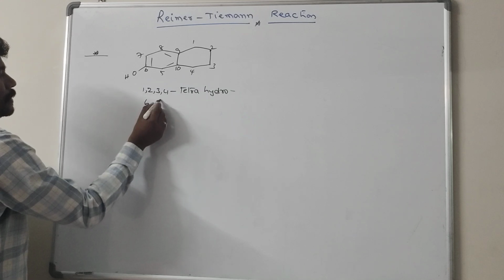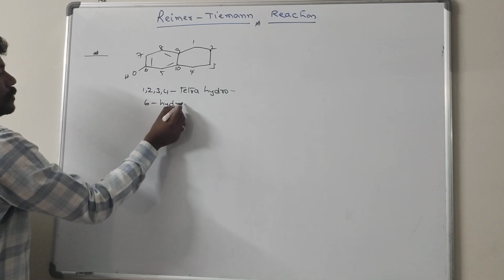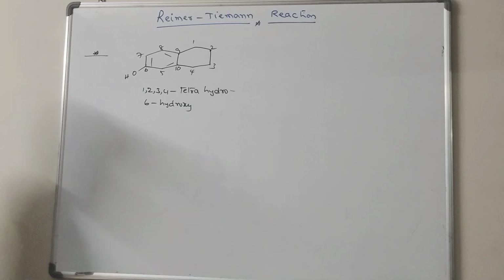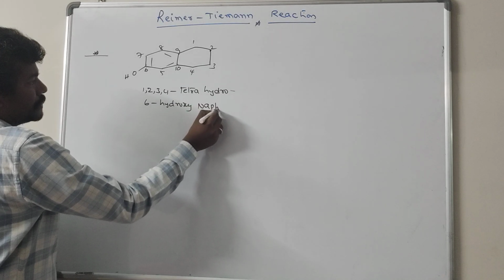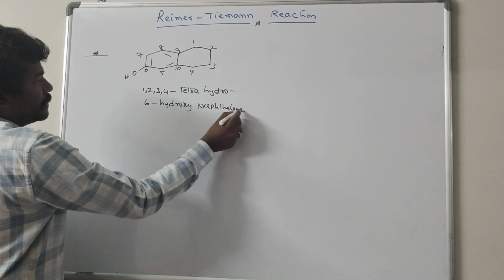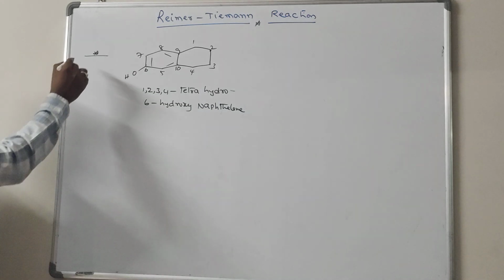6 hydroxy. The total structure is 6 hydroxy naphthalene. Most important.